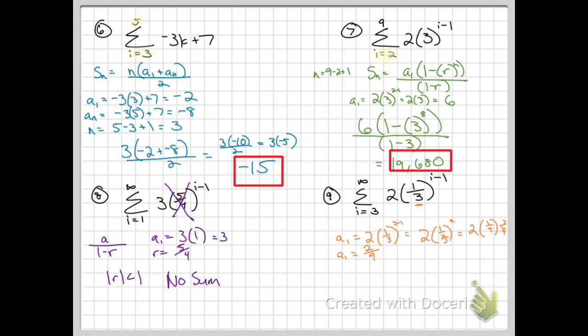2 over 9. So we have a1 divided by 1 minus, put parentheses around it, r is 1/3. So you could use a calculator or you can do it by hand. I guess I'll do this by hand. I'm going back to the left though, sorry about that. We've got 2 ninths over 1 minus 1/3 is 2/3, which is 2 ninths times 3 halves.